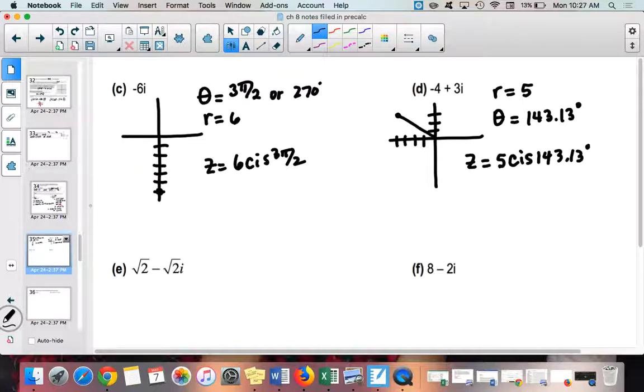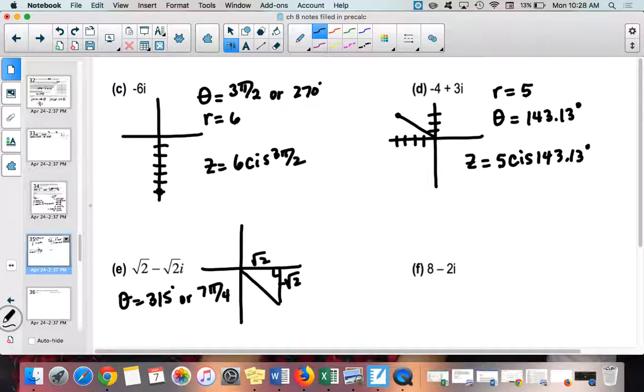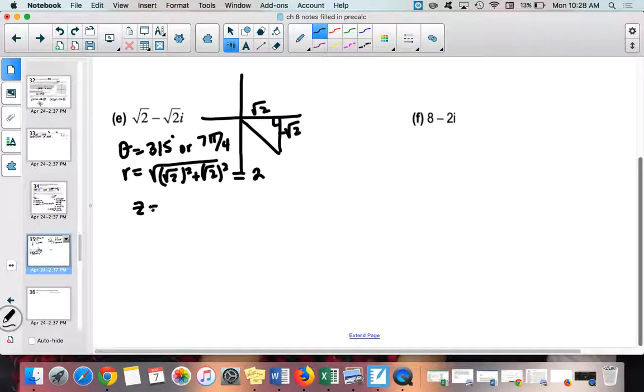Okay. So the next two you may not have gotten to, but this is one where it's positive and negative, and we go over root 2 and we go down root 2, right? So we can see that it's smack dab in the middle of that quadrant. So it's the one that's 315 degrees, or 7 pi over 4. And then our r ends up being the square root of 2 squared plus square root of 2 squared, which ends up being square root of 4, which is 2. So this one should be z equals 2 cis 7 pi over 4.